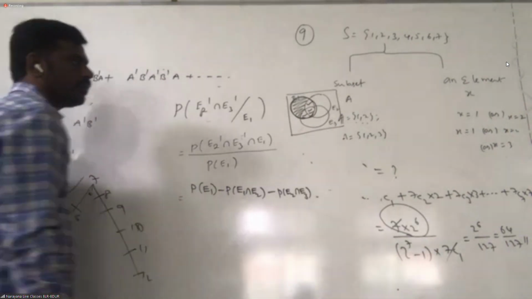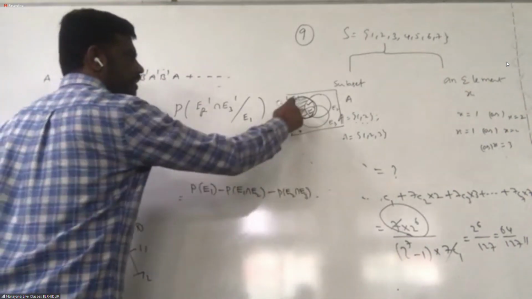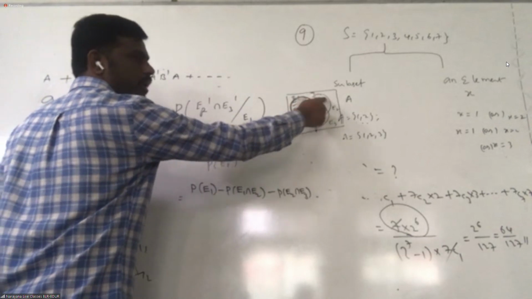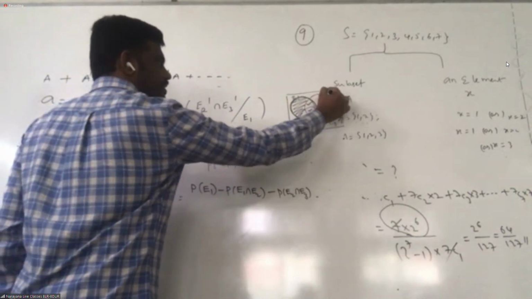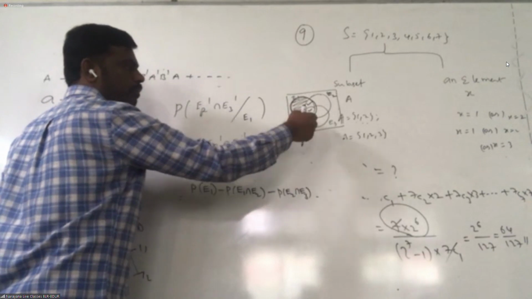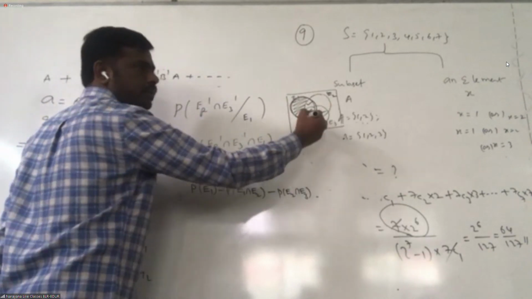P of E1. See, it is E1, one second, E1, E2 I removed. That means this common area I removed, right? This is E2, this common part I removed. That means this part I removed. And now I am removing this part. Got it?